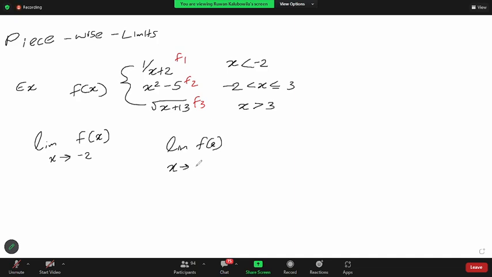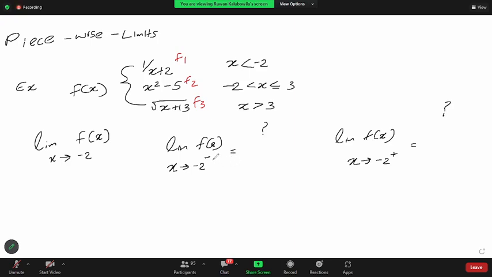When x approaches -2 from the left-hand side, that is why I put the minus sign here, right? This one we need to evaluate. Another thing is the limit of f(x) when x approaches -2 from the right-hand side. This one also needs to be evaluated. If these two are equal, it means there is a limit and we can find the limit. Okay.